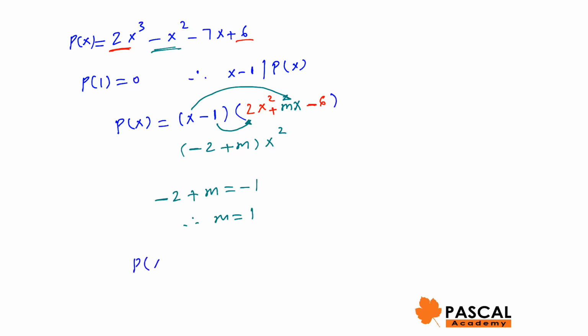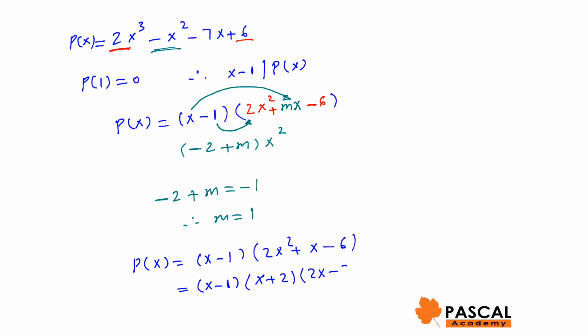Therefore, p(x) is (x - 1) times (2x^2 + x - 6). 2x^2 + x - 6 is (x + 2)(2x - 3). Therefore, p(x) is (x - 1)(x + 2)(2x - 3).